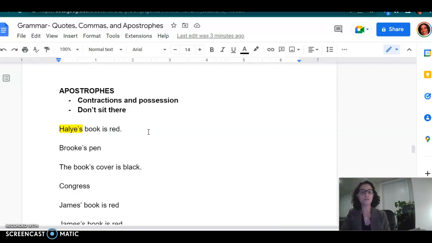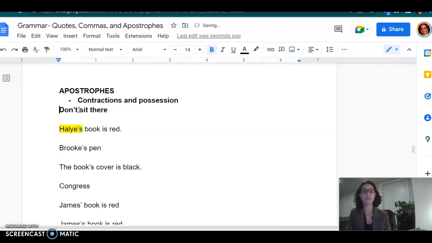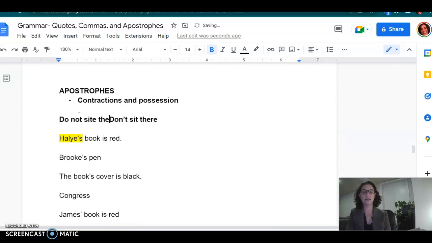So the first one I'll go over really quickly is using a contraction. So instead of saying, do not sit there, we say, don't sit there. We turn it into don't sit there. We truncate and shorten the do not into don't, and then we use the apostrophe.